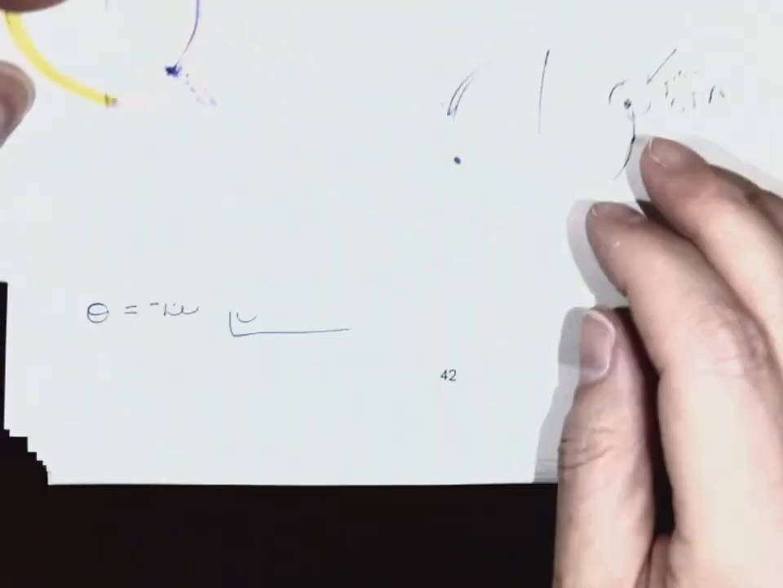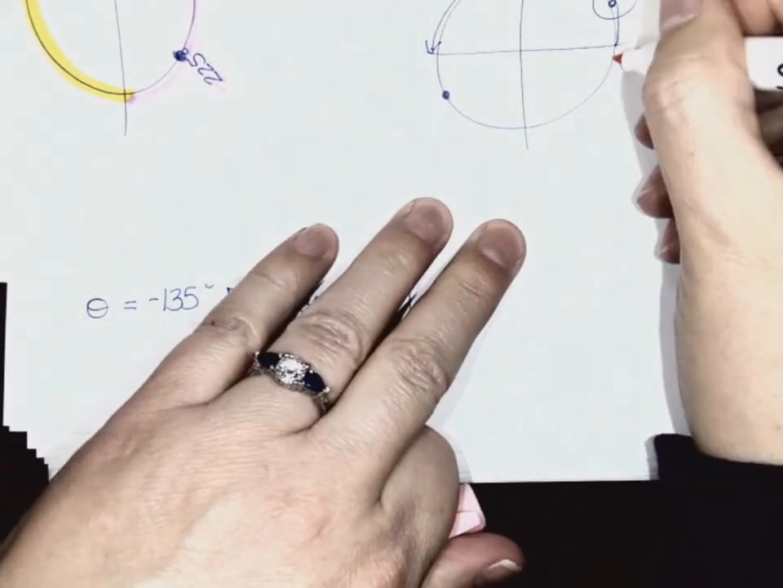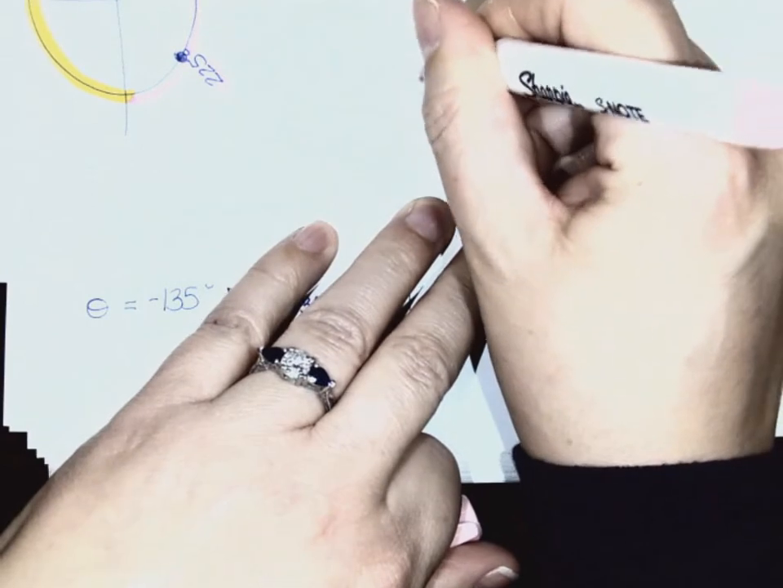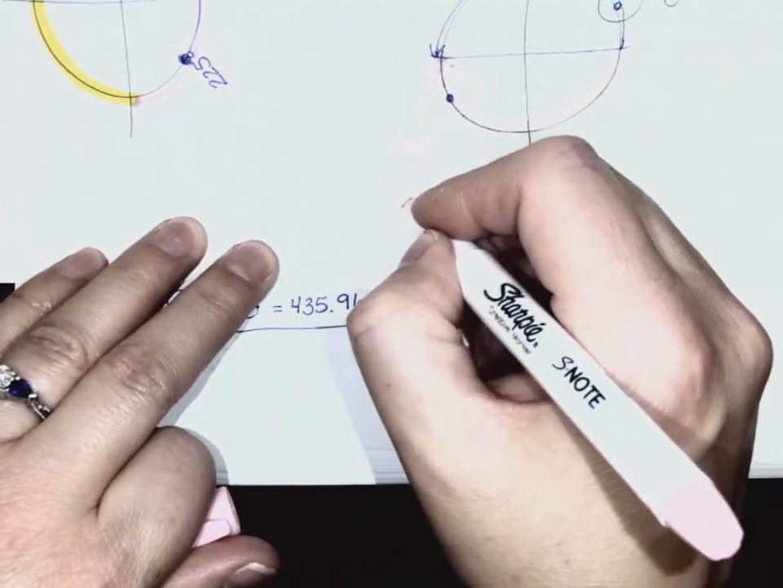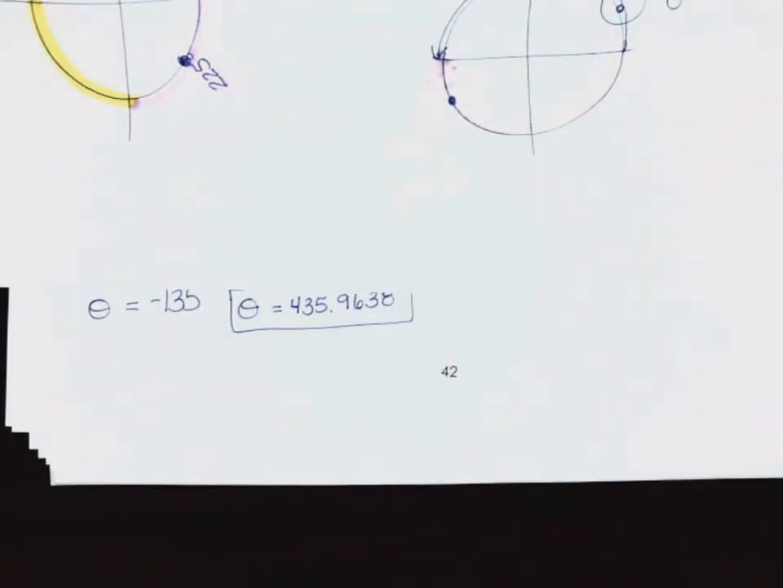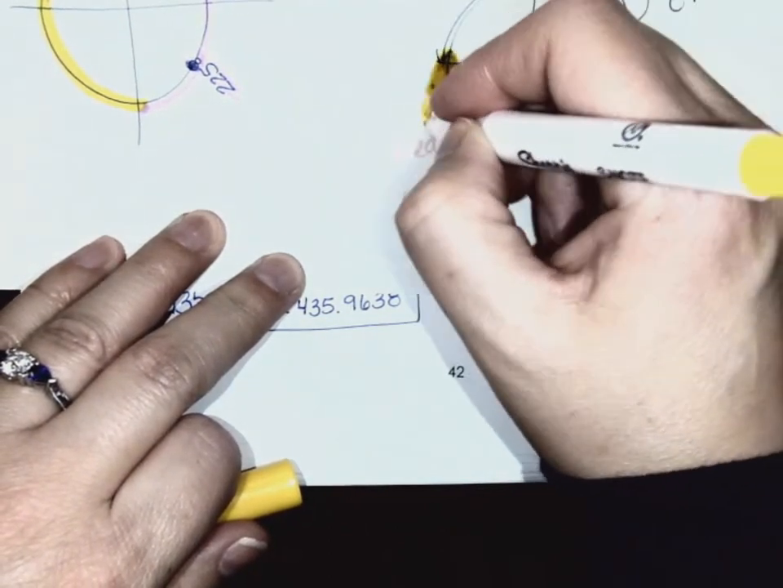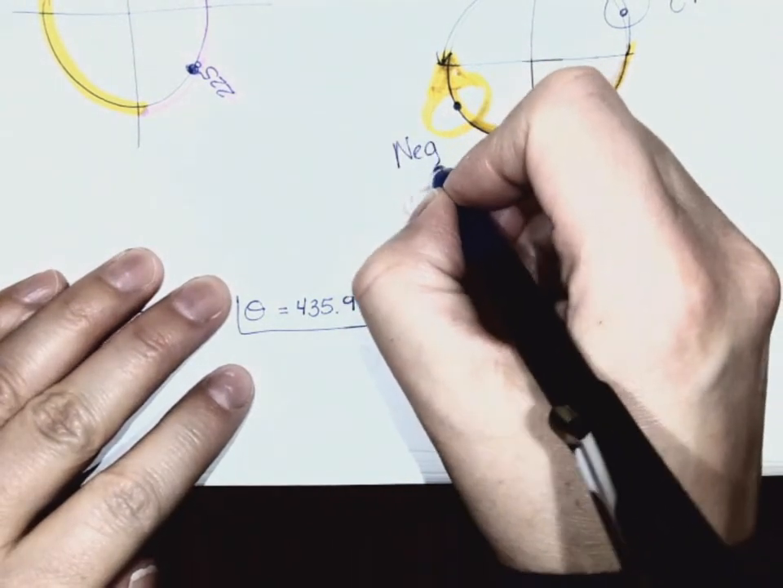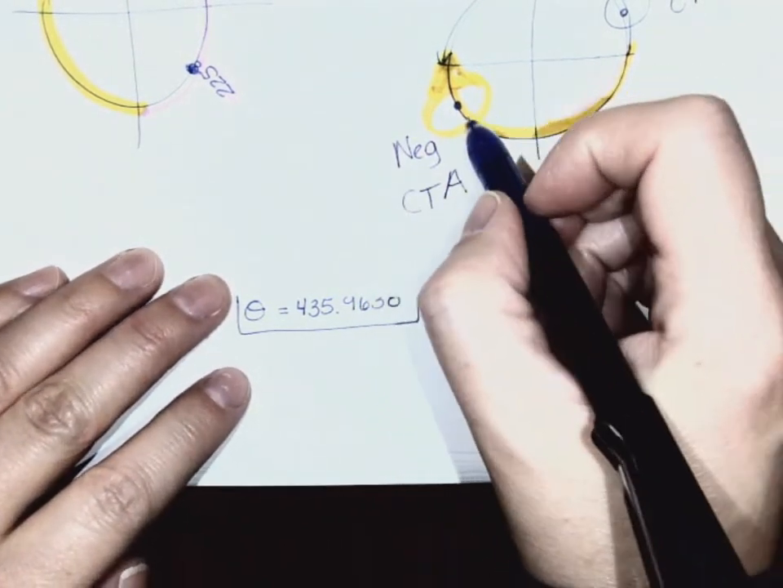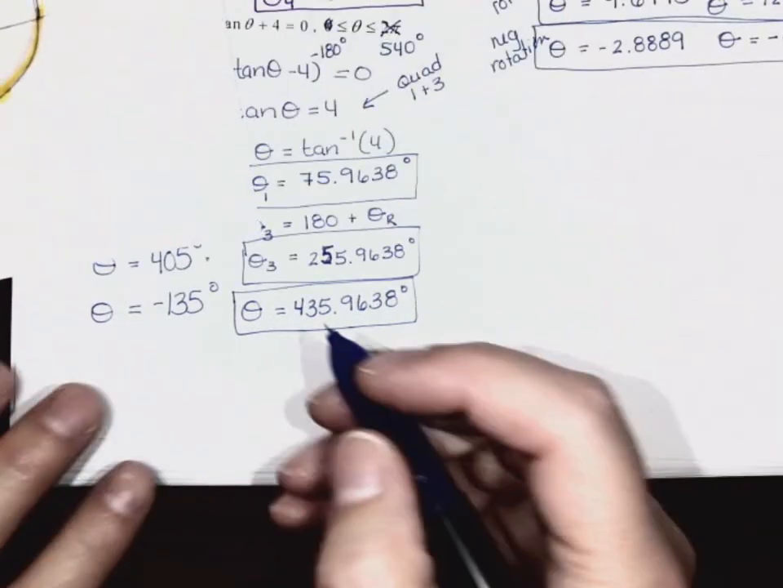Now I'm going to do my negative rotation. And my negative rotation is only 180 in the opposite direction. So I need to find a negative coterminal angle for that one. Oh, you can't even read that. So you need a negative coterminal angle at the 255 one.